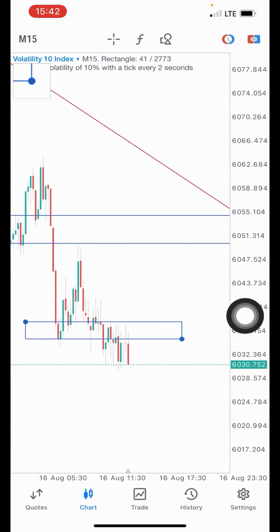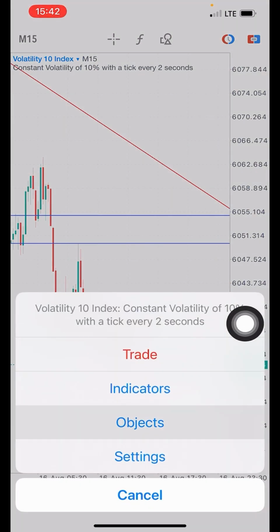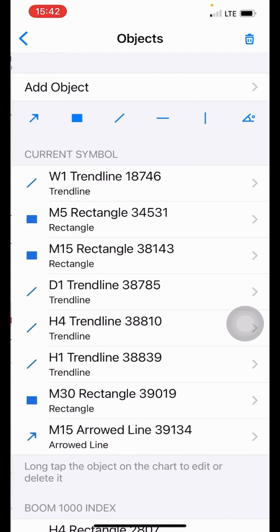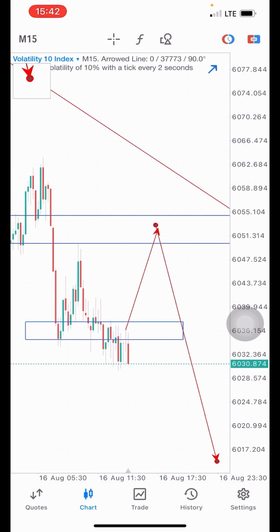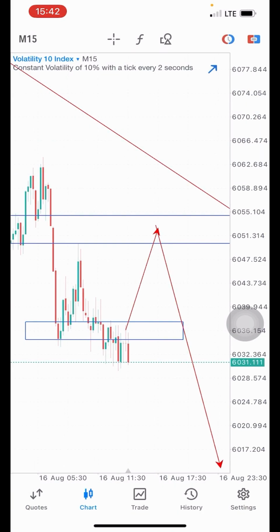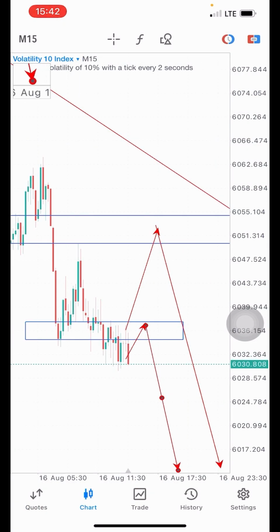You can see I've already marked here before doing the analysis, and as you can see, price is pushing down from this area. But this is my area of action. I want price to get to this area, then around this area I'll be looking for a sell entry. But also you can still take a sell here right now and hold to the downside. So this is the plan of action on the Volatility 10 index.